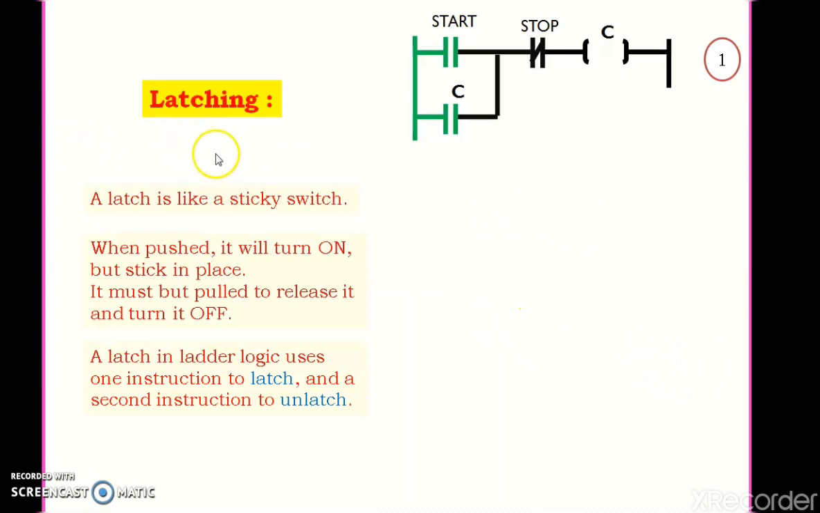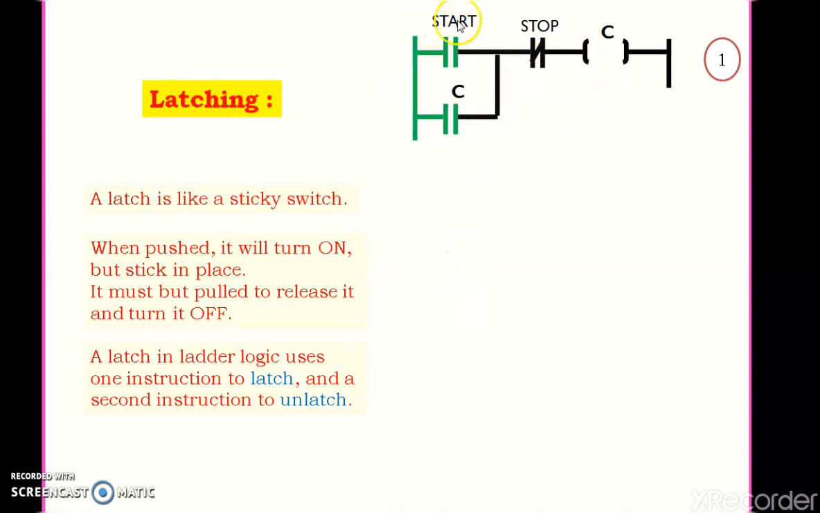Then one more concept we will require, that is latching. Actually a latch is nothing but to lock something. A latch is a sticky switch. In this diagram, this is the start switch, shown as a normally open contact. The stop switch is normally closed, and this is the coil. This coil is shown as one switch which is in parallel with the start switch. This arrangement is called the latching arrangement.